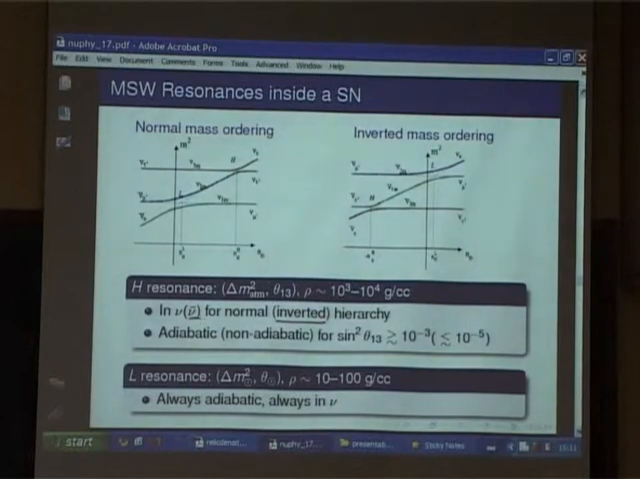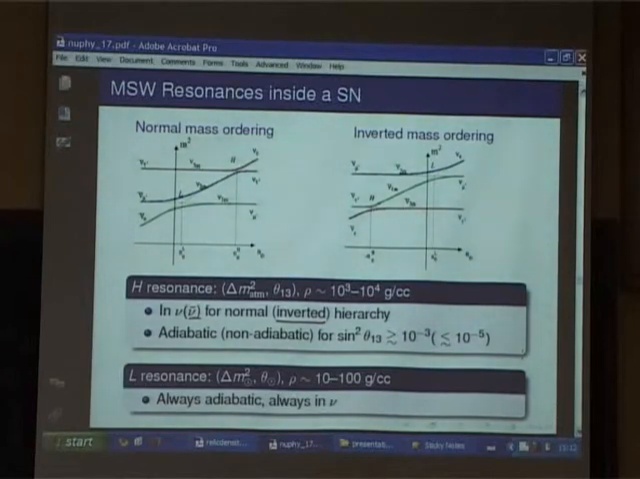It also depends on the value of theta 13, because we know that adiabaticity controls things. So not only is the probability determined by the sign of delta m squared, it is also determined by theta 13. It so happens that if sin squared theta 13 is greater than 10 to the power minus 3, you have adiabatic. And if this is less than 10 to the power minus 5, it is non-adiabatic. So what does this mean? This means if you see the signal, you can distinguish sin squared theta 13 between order of 10 to the power minus 3 and 10 to the power minus 5.